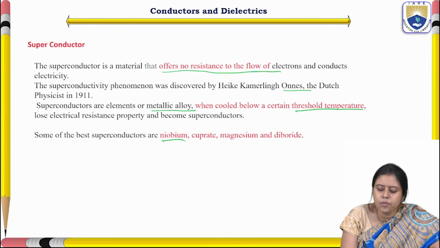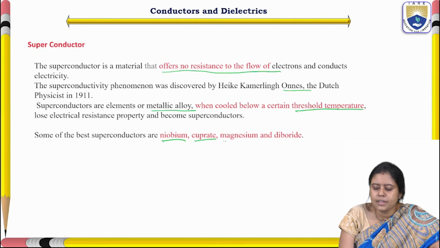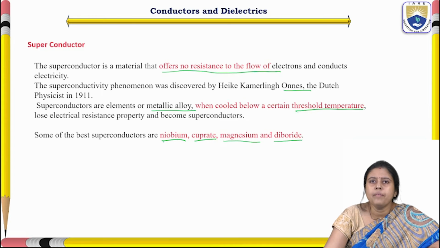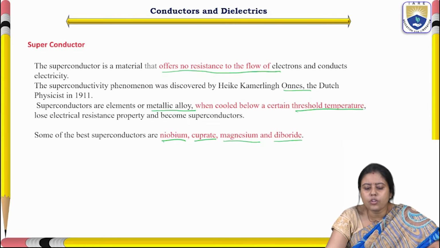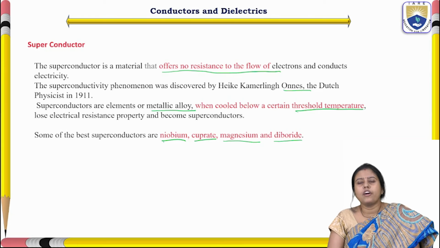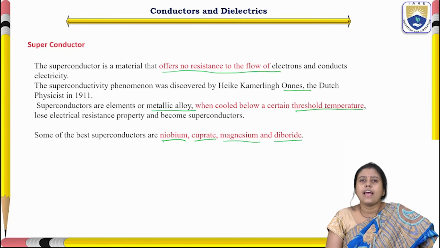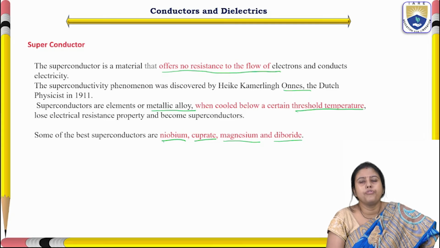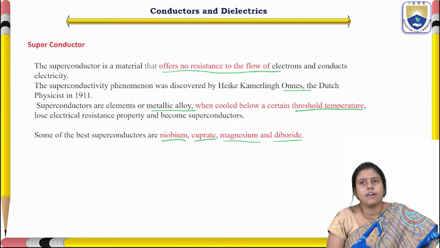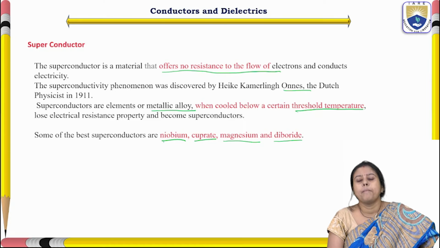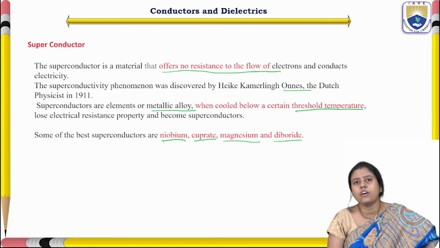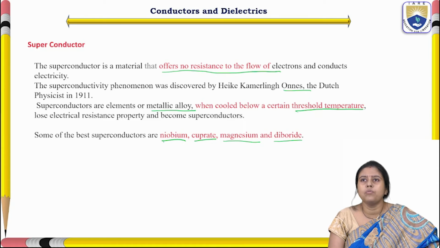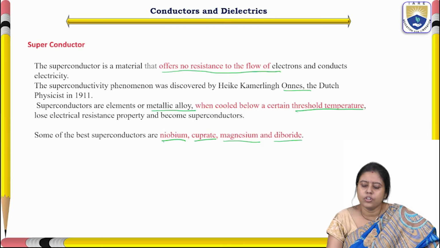So these are niobium, cuprate, and magnesium diboride. These are some important superconductors which are used as superconductors. The superconductor's main property is that it has no resistance to the flow of electrons. And another thing, it is a metallic alloy, and it behaves like a superconductor when it is cooled down under a certain threshold temperature.